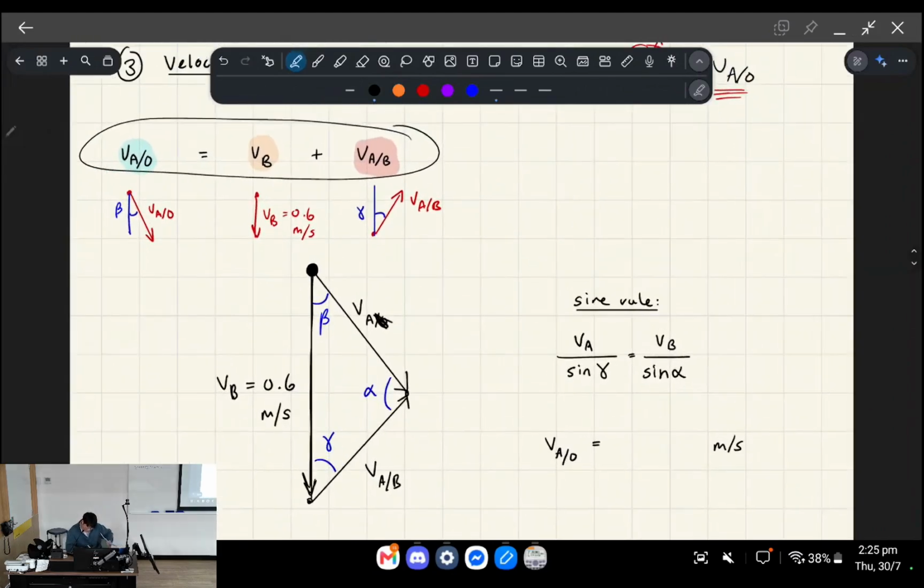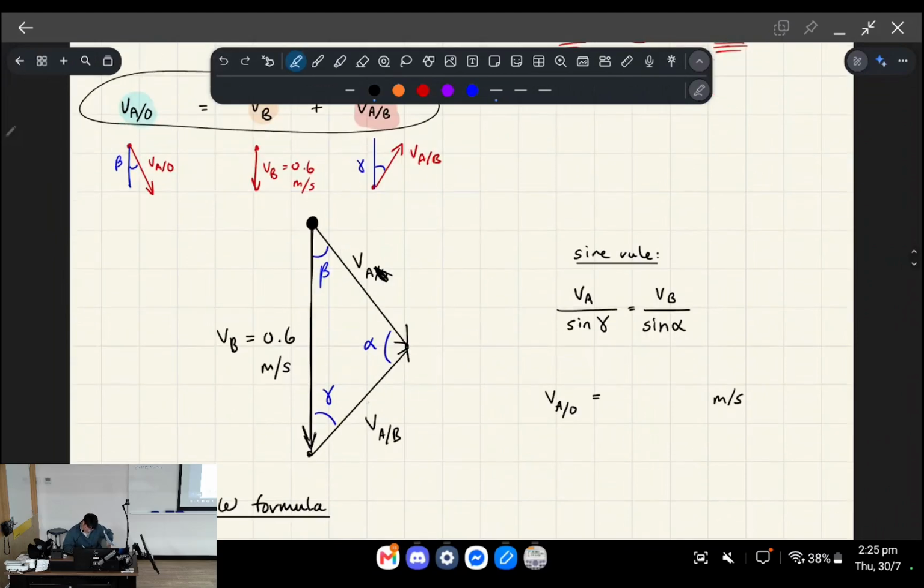Anyway, so VA is coming off at an angle beta from the vertical, and then we know that VAB is coming off at an angle of gamma from the vertical, right? And so that leaves this remaining angle alpha.